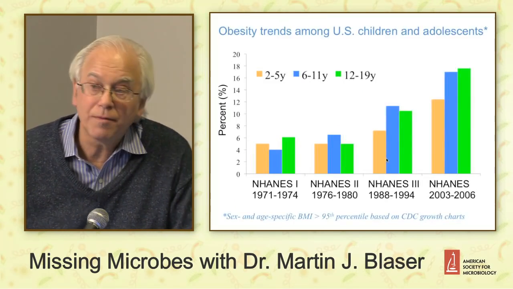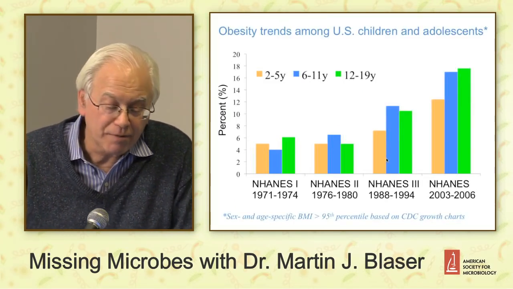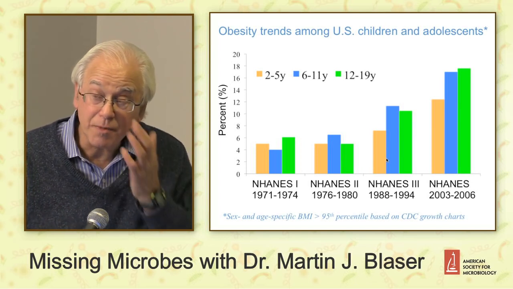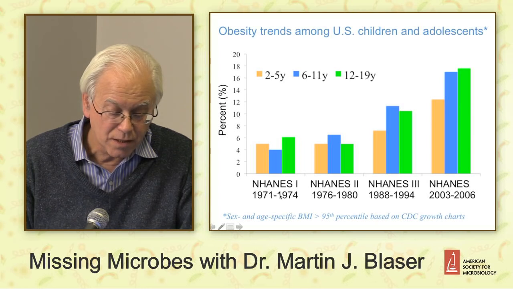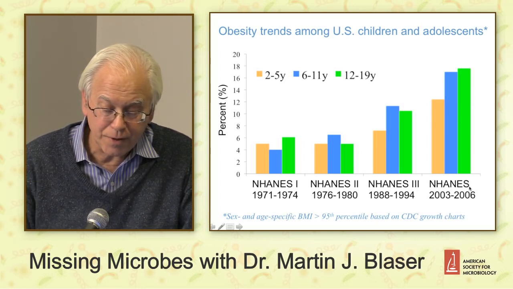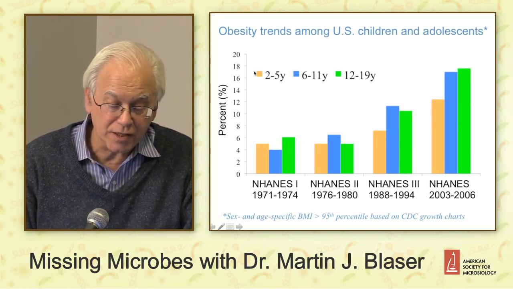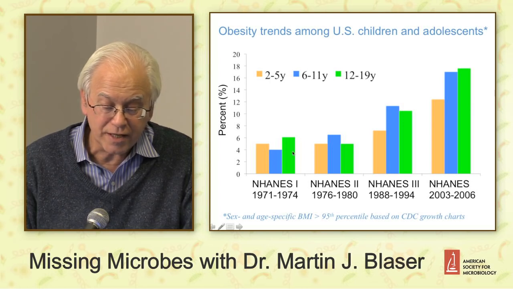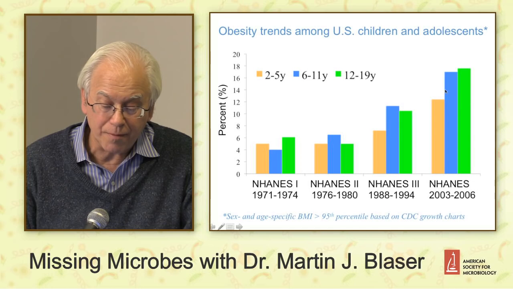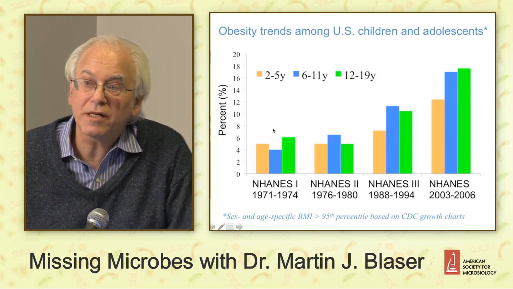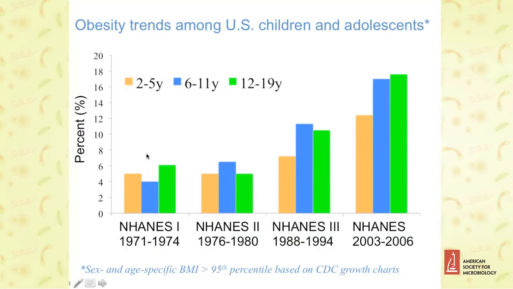Here are more data looking at populations. Here are obesity trends among US children and adolescents. These are data from NHANES over about a 35-year period, looking at children as young as 2 to 5 years old. And you can see that in every age group, the rates of obesity have gone up. And this slide is representative of a wide body of data that the seeds for obesity are beginning early in childhood.